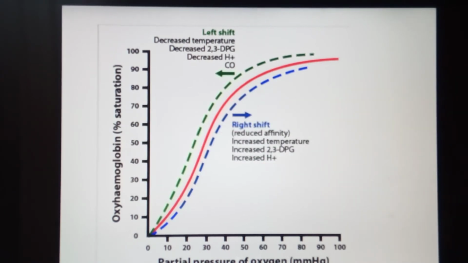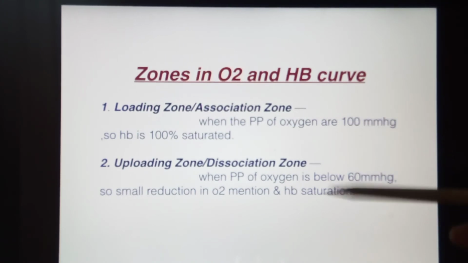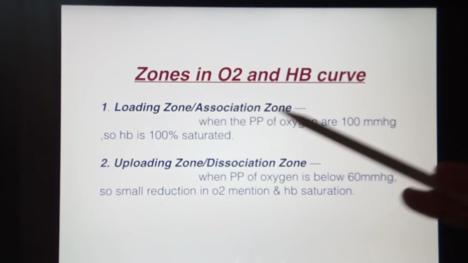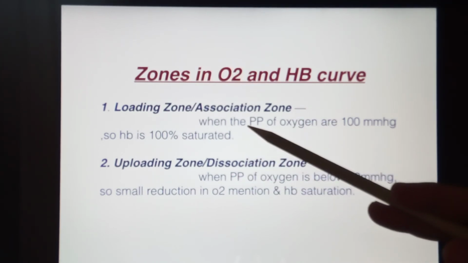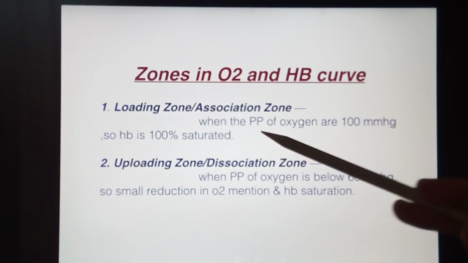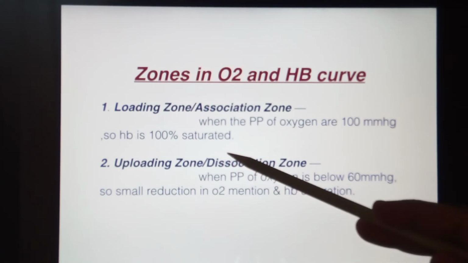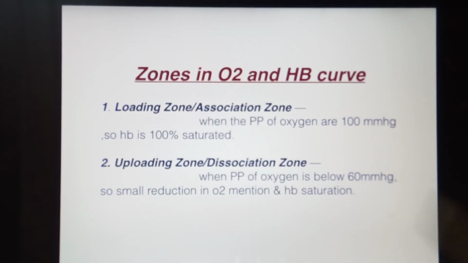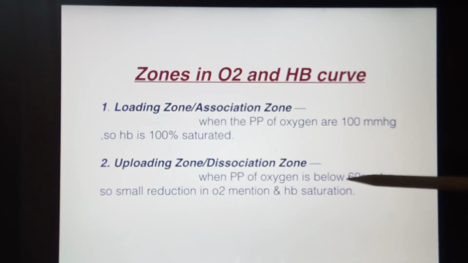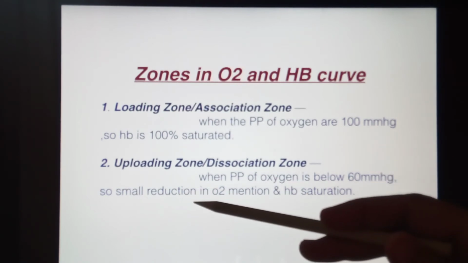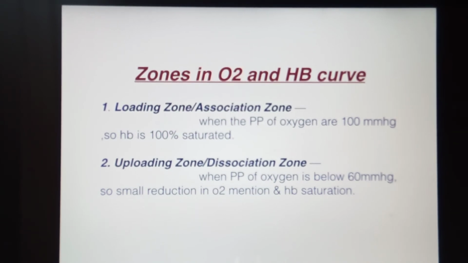So this is the graph of the partial pressure. Then there are the zones of the oxygen-hemoglobin curve. There are two zones: first the association zone, and then the dissociation zone. Association means when the partial pressure of oxygen is 100 mmHg, hemoglobin is 100% saturated. The second is the dissociation zone, where the partial pressure of oxygen is below 60 mmHg, so a small reduction in oxygen results in a large reduction in hemoglobin saturation.